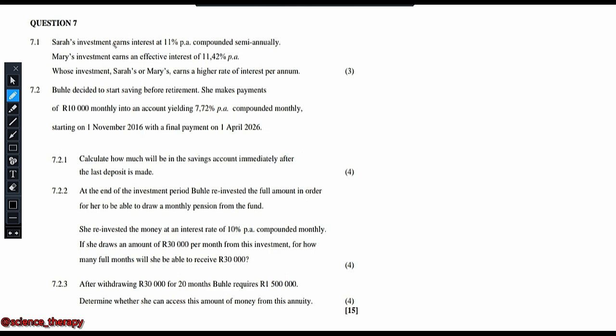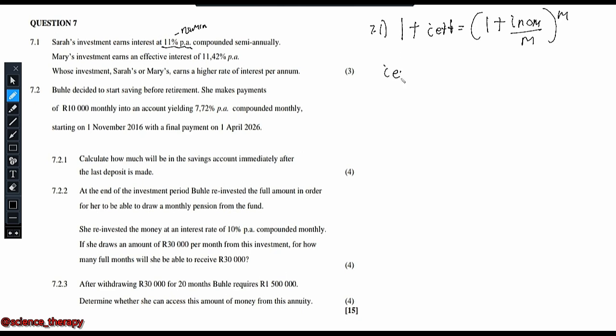Now, because we can see that in Sarah's case we are only given the nominal interest rate, but in Mary's case, we are given the effective interest rate, in order for us to be able to compare this, we would need to convert Sarah's interest rate to the effective interest rate, right? So to do that, for 7.1, we know that 1 plus i effective is equal to 1 plus i nominal over m, to the exponent of m.